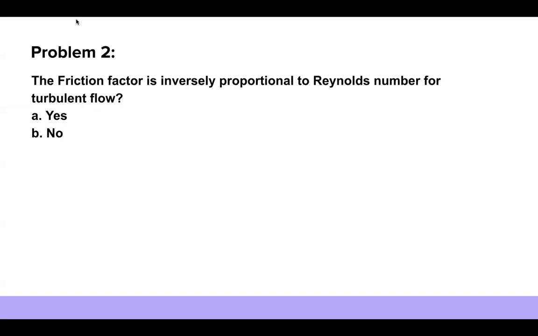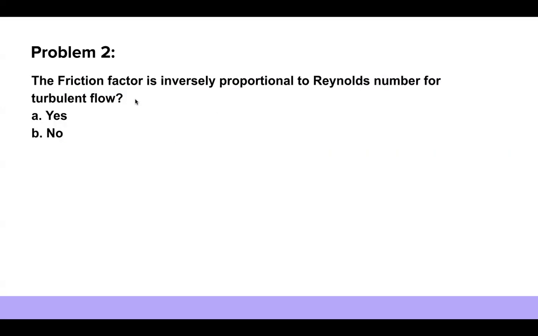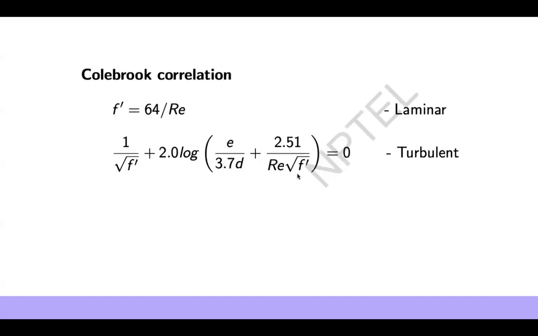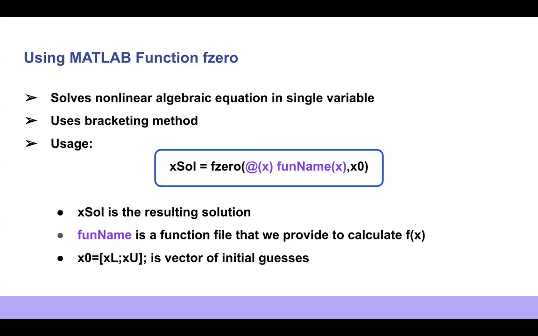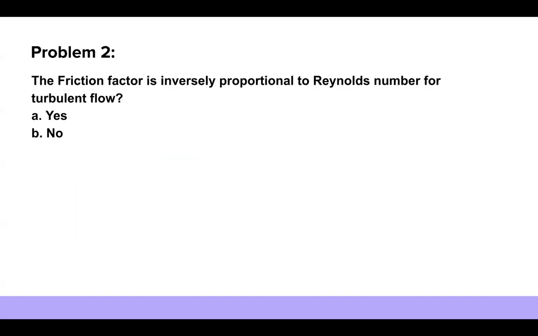If you remember, just try to recollect the relationship that we have. Basically, we are trying to recall the Colebrook equation for the friction factor. And in the turbulent region, you know how the equation looks, right? So the answer is no. According to the Colebrook equation, the friction factor is not inversely proportional to Reynolds number. Here you can see both the Reynolds number and friction factor are in the denominator, so it's not inversely proportional. The relationship is a little bit complicated in the Colebrook equation, so you can't say it is right. So the answer is no.